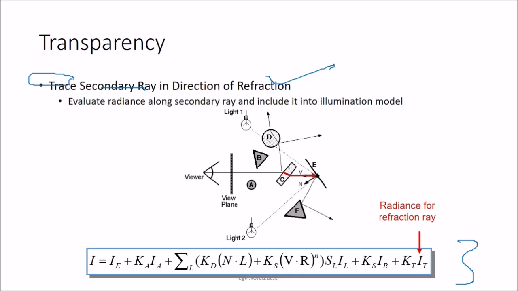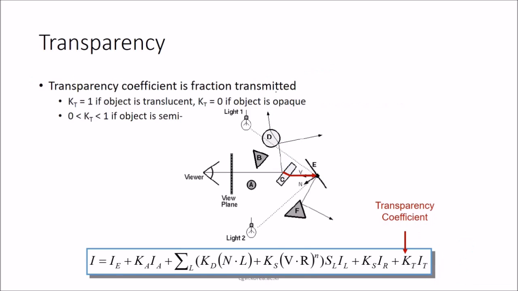Okay, there will be refraction also. Not only reflection, there will be refraction also. These are the refraction rays. We also add them. This is the radiance for the refraction ray, I_T.